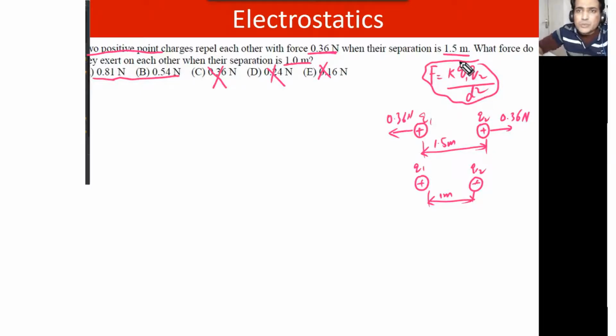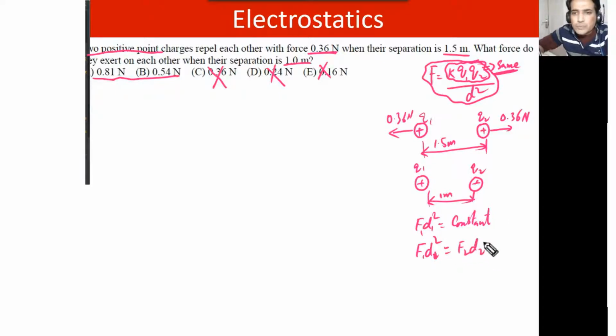Same charge. So in this formula, we need to find out what is the same. I will simply say this stuff is the same, so I no need to worry about this one. So I will write down the formula that F1 D1 squared is equal to a constant. You see it's so simple now. It is also true for the other one, which means it has to equal F2 D2 squared.